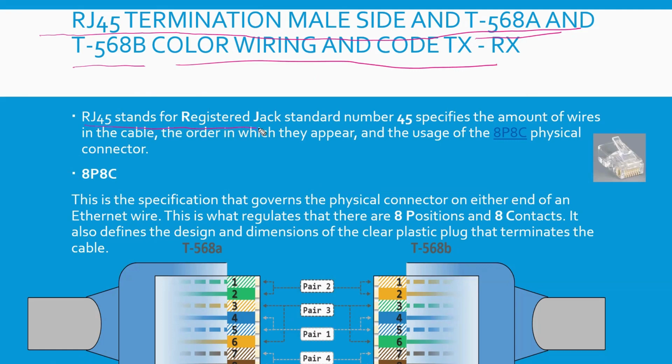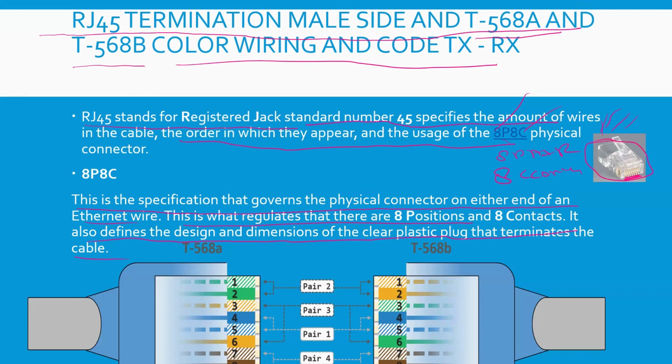RJ stands for registered jack, and RJ45 specifies the number of wires in the cable and the order in which they appear. It is 8P8C: 8 position, 8 contacts, so 8 small wires and 8 connectors. This is the specification that governs the physical connector on either end of the Ethernet wire. It also defines the design and dimensions of the clear plastic plug that terminates the cable. So this is just the termination of the cable.